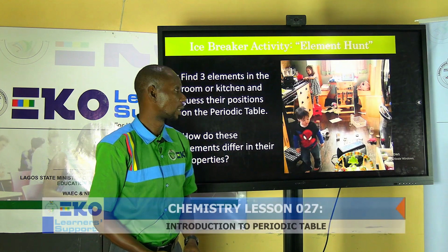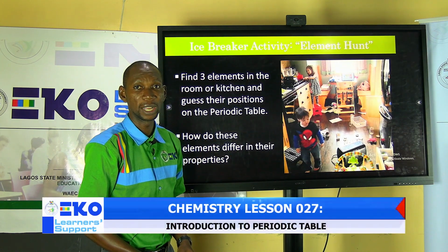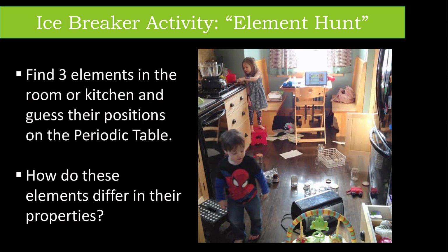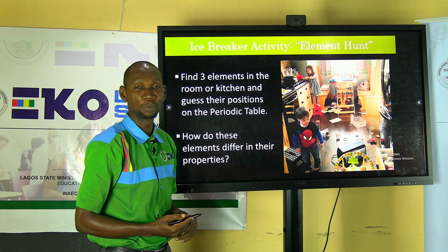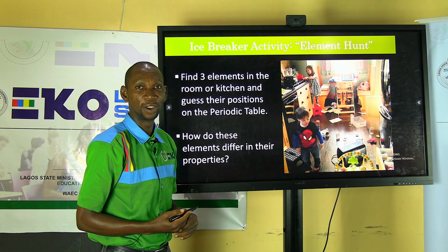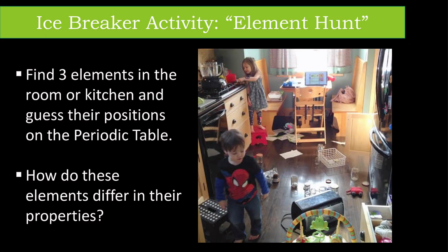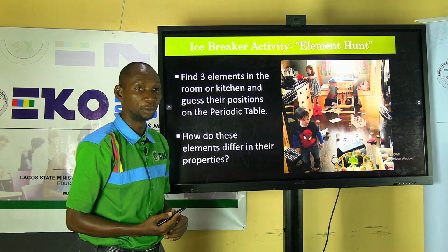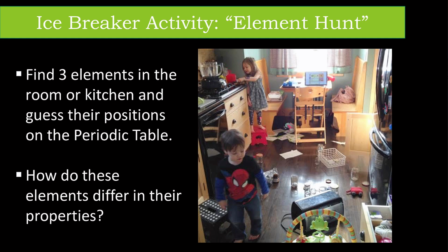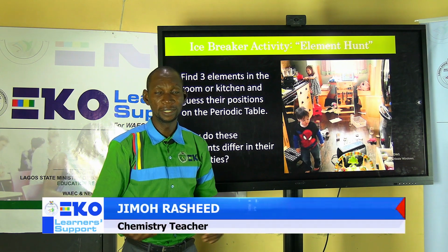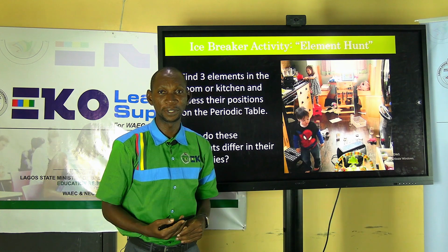Let's look at the icebreaker activity, which I refer to as the element hunt. I want you to find at least 3 elements in your room or your kitchen and guess what positions these elements occupy on the periodic table. I'm giving you a few minutes to do that. Once you have come across these elements, I'm also asking you, how do these elements differ in their properties? So pause the video now and go ahead and do the adventurous hunt.